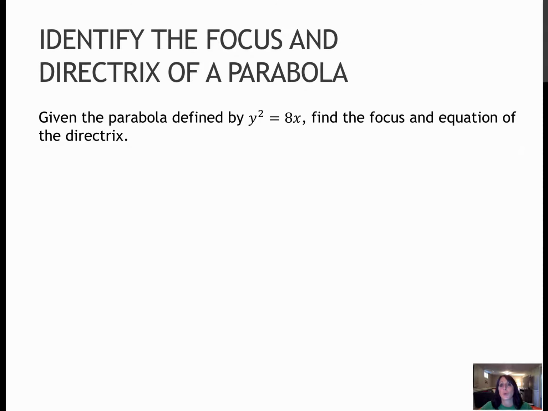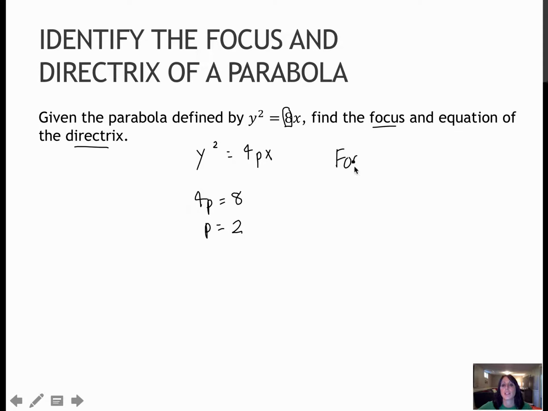So essentially what we're going to be practicing is we're trying to find the p-value. So if I know that my equation is y squared equals 4px, that means that 8 is equal to 4p. 4p is 8, which means p, of course, is 2. The p-value is necessary for the focus and the equation of the directrix.